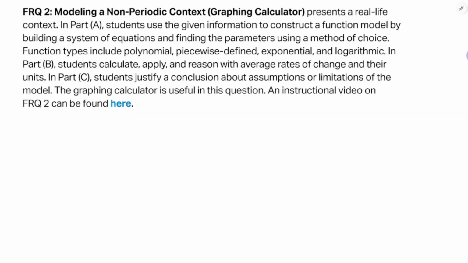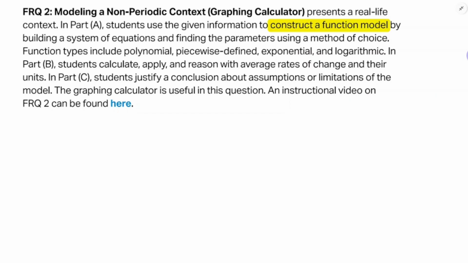Okay, so we're going to start by being presented with a real-life context. And then in part A, you're going to use the given information, which is generally 2 points, sometimes 3 in the event that we use a quadratic model, to construct a function model. That's going to be the first thing we do. We're going to construct a function model.